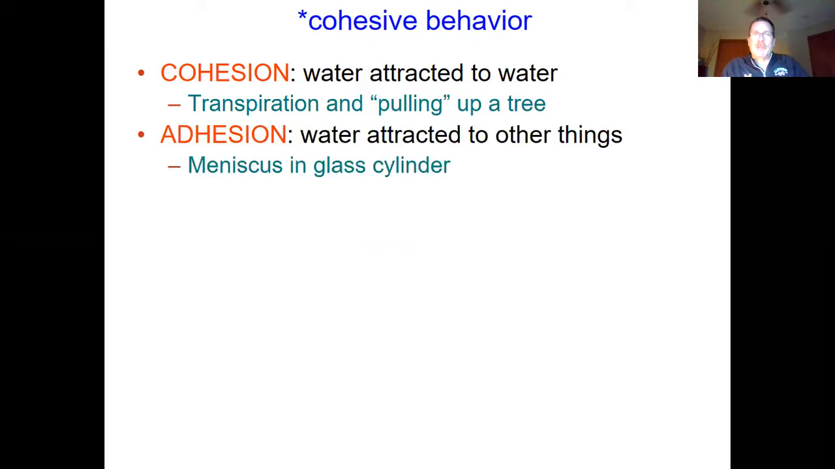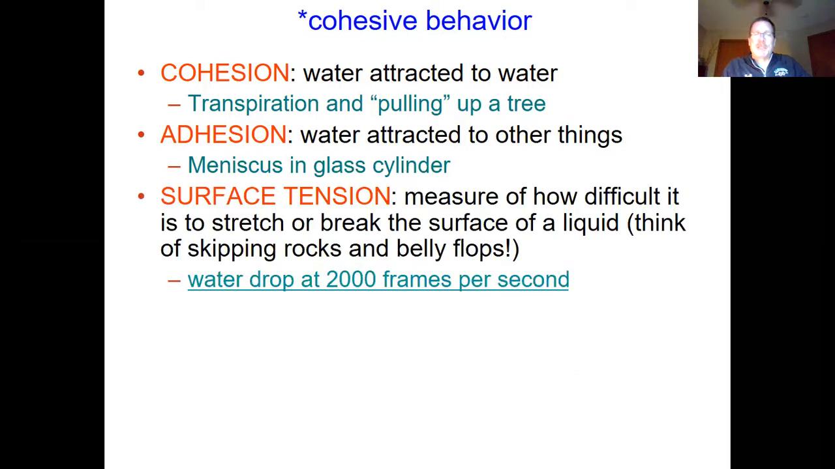Transpiration and pulling up a tree, water attracted things like the meniscus. Maybe I'll find a different way and connect this link here. There's a great surface tension moment. Okay. That is another emergent property. And I will pull that up and put that on the website and you can watch that.